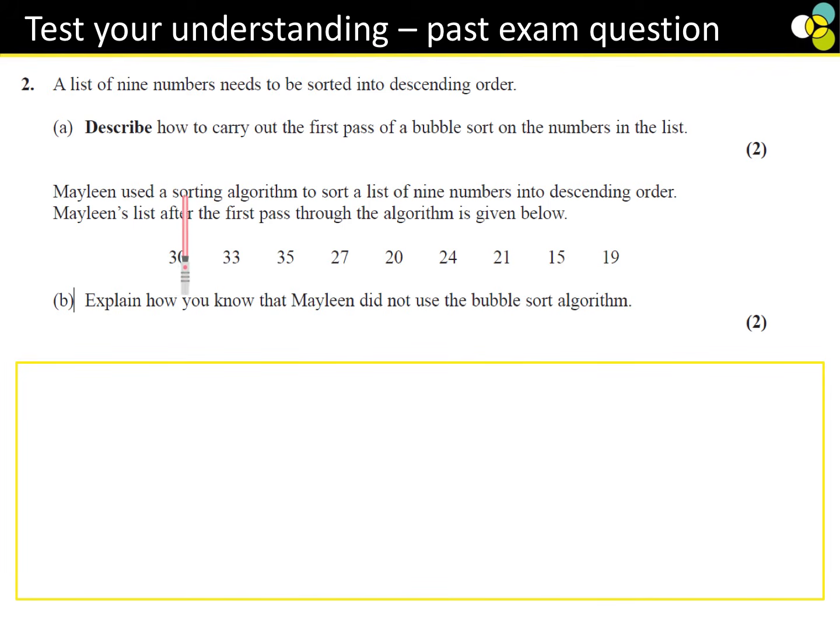It then says Maylene used a sorting algorithm to sort a list of 9 numbers into descending order. Maylene's list after the first pass through the algorithm is given below. Explain how you know that Maylene did not use the bubble sort algorithm. Dun, dun, dun.